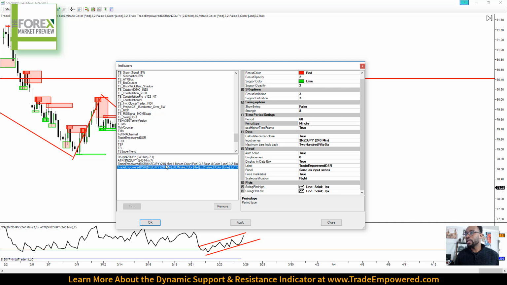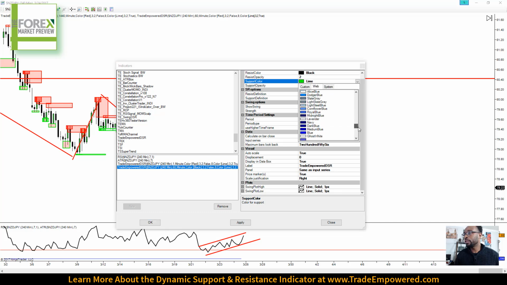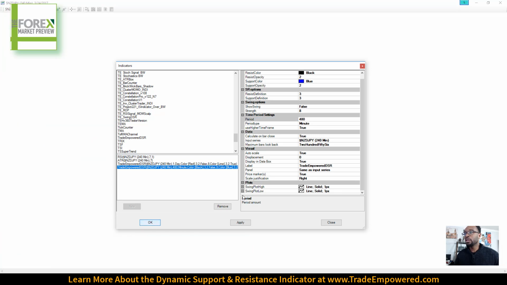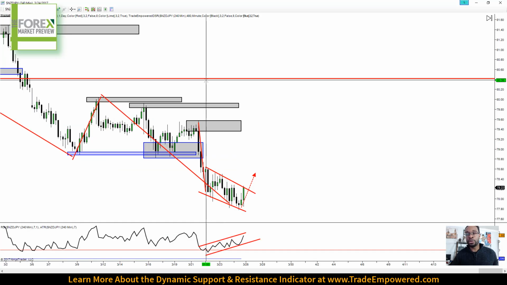Now I want to take my second DSR indicator and make that black and blue. It doesn't matter what colors you do, I just want to make them different. And I'm going to put that as a minor level. I'm going to make that 2 times my time frame. So I'm on a 240 chart right now, which is the 4-hour chart. I want to put that on a 480-minute chart, and I'm going to click OK.